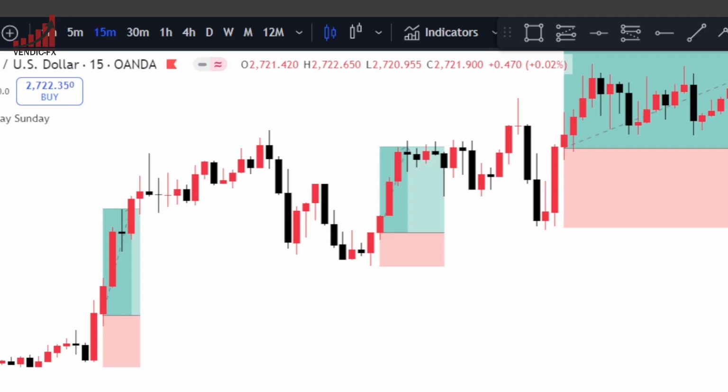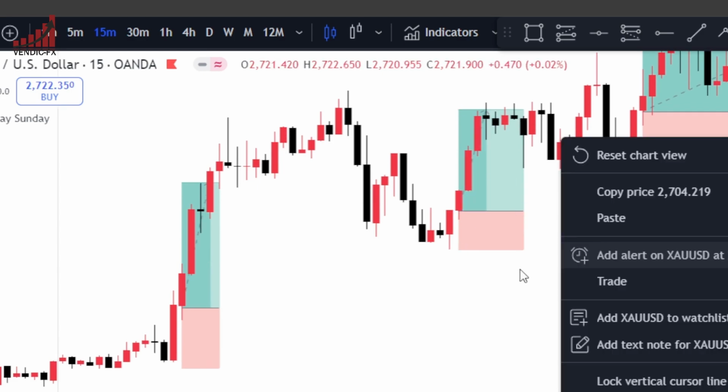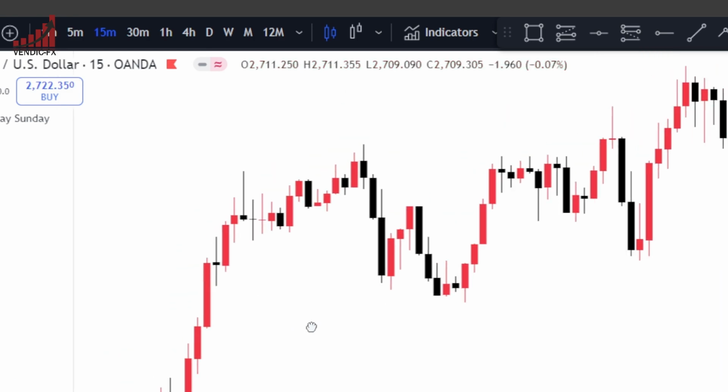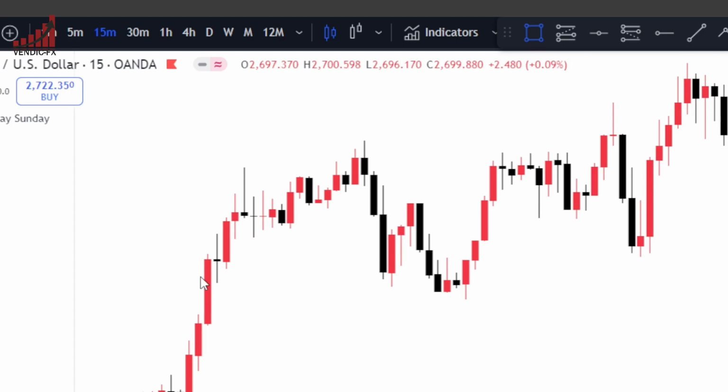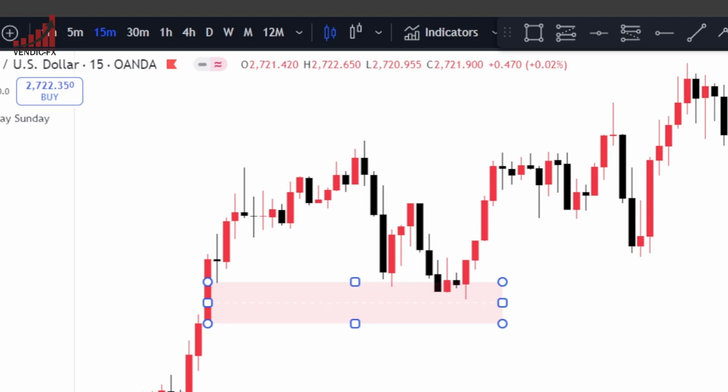Let's get to the chart, so let me look for a way and see if I can get an example of something like that. Okay, I think this is one. Sorry, let me remove all my drawings. Sorry about that. Okay, this was an imbalance. This was very thick. All right, so this was an imbalance.